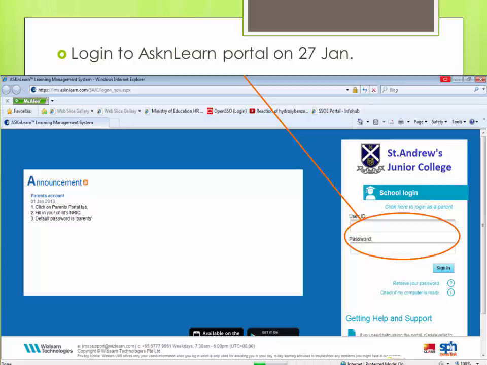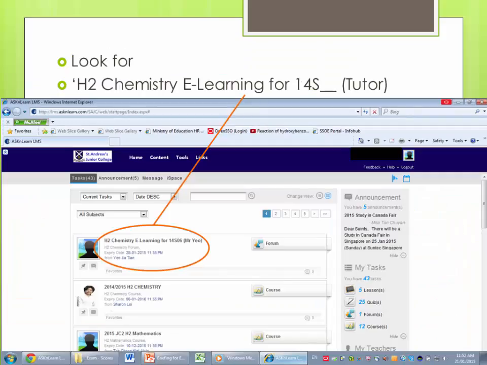It's through Ask and Learn, so it's something that you're all familiar with. However, we're going to use a function that I don't think any one of you has used before, which is the forum function. Ask and Learn, log in is what you should know. This forum will not appear yet. It will only appear when you access it on Tuesday.